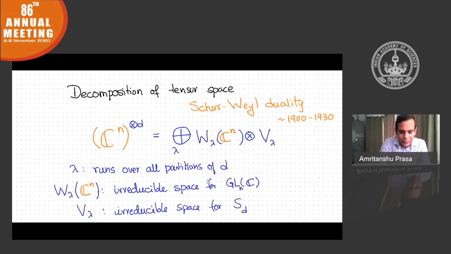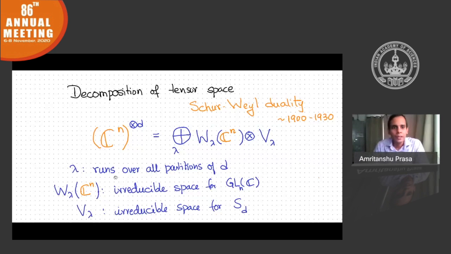In general, this lambda would run over all partitions of the integer D, and we would have these pieces which are made up of what are called Weil modules, W lambda, and Specht modules, which are the V lambda. So these V lambdas are the irreducible representations of the symmetric group, and W lambda are the irreducible representations for general linear. So there's a parameter here, n, which is the dimension of the vector space.